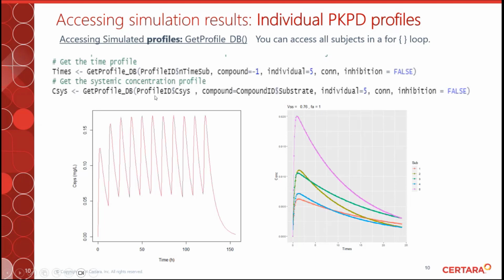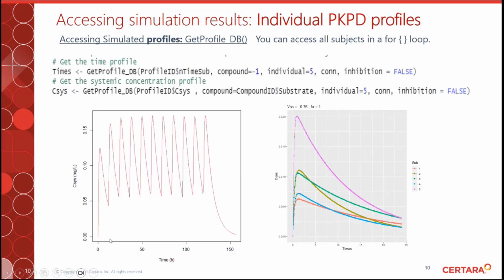In the case of the systemic concentration profile, we're using the same function. However, the profile ID in this case is CSIS. And then the compound ID is the substrate, as we're interested in the substrate systemic concentration profile. Same for subject 5, and the RSQLite connection for the database file. And then in this case, depending on whether your simulation was a DDI simulation, you would either say inhibition is equal to true if the DDI is present, or you would say inhibition is equal to false if DDI wasn't present. So once you've run these two functions, you can now create a basic plot or ggplot.